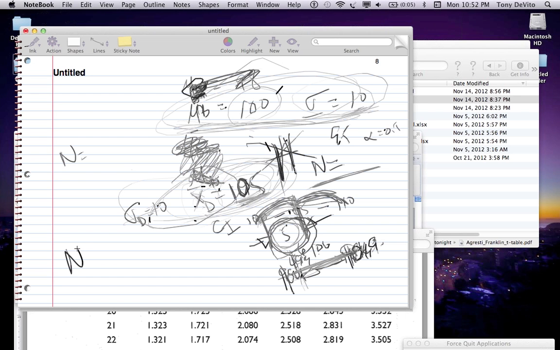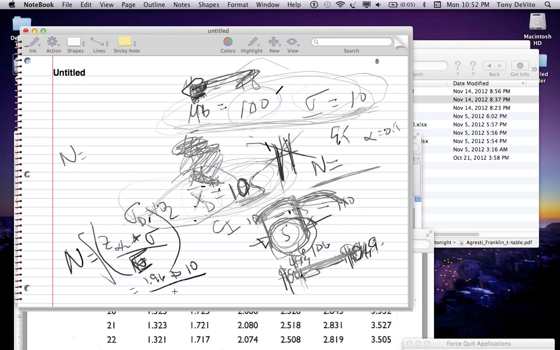So if I go back here, my sample size has to be equal to z for alpha over 2 times my standard deviation, divided by my margin of error, and square that whole value. So if I do this, it's going to be 1.96 for a 95% confidence interval, times a standard deviation of 10, divided by my margin of error, which is 5. Okay, so let's see what that comes out to be. That's 1.96 times 10 divided by 5.